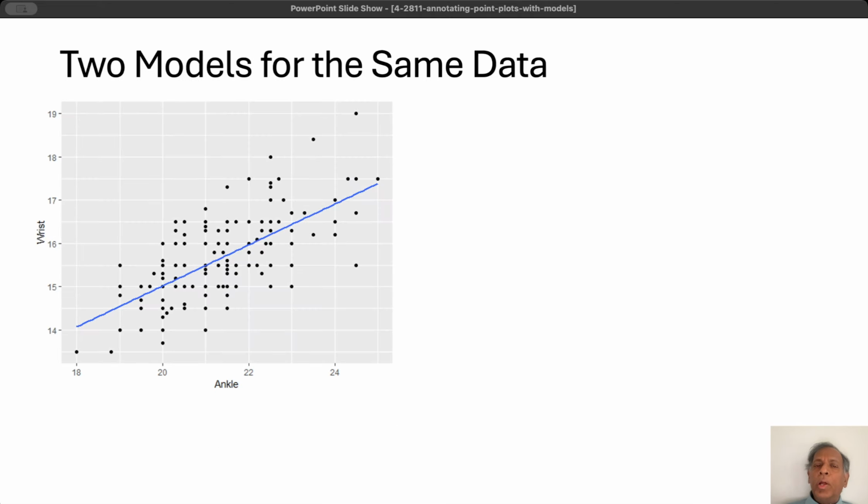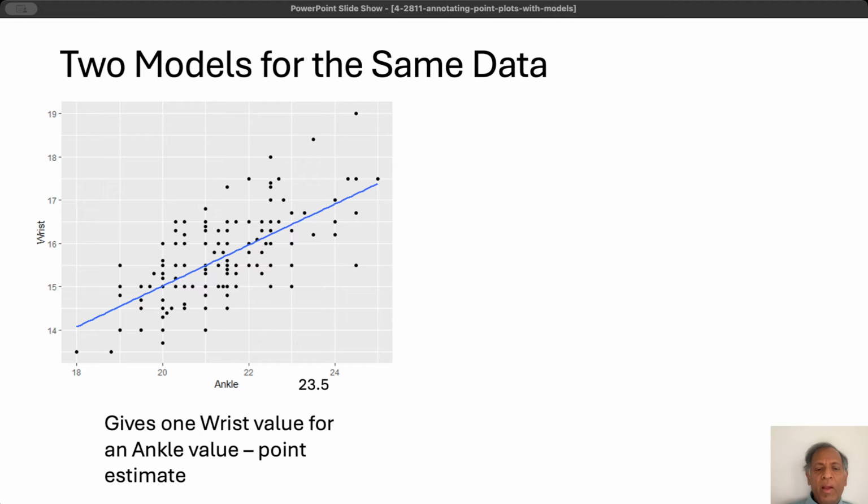Now we could have a model which is just one straight line. This model would say, if I have somebody with an ankle size of 23.5, then to find the model value, I draw a line from 23.5 going all the way up to the line. From there I draw a horizontal line and see where it intersects the y-axis. So the model says that for a person whose ankle size is 23.5, their wrist size is 16.6.